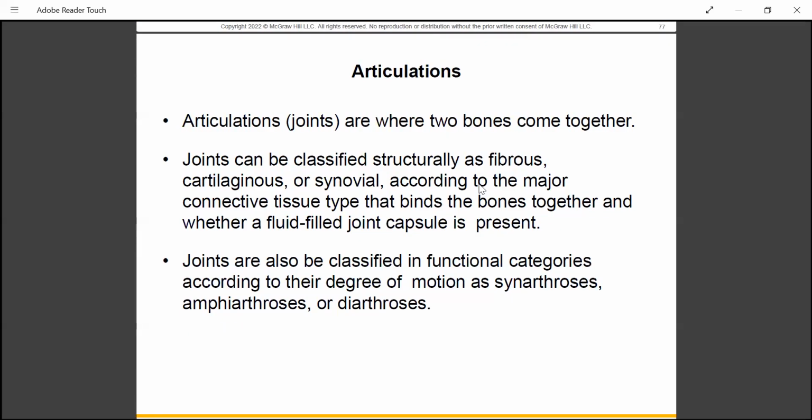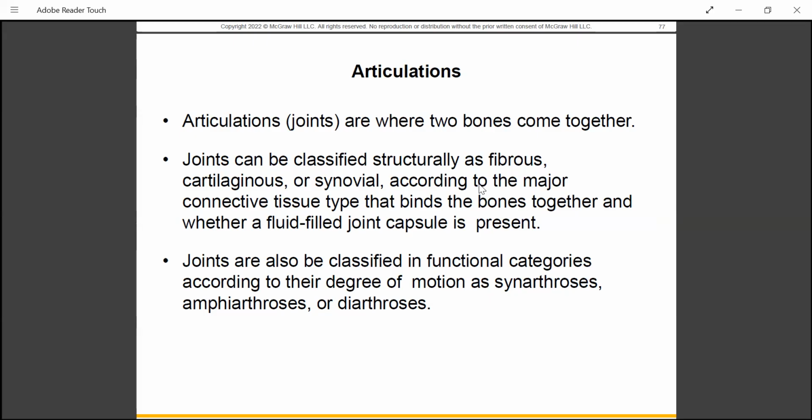Okay, so articulations or joints are synonymous with one another. And so these are going to be where 2 bones come together. There's a few different ways that we classify articulations. So one way is by the material that forms them. So fibrous versus cartilaginous versus synovial. And then we'll also classify them in their functional categories.